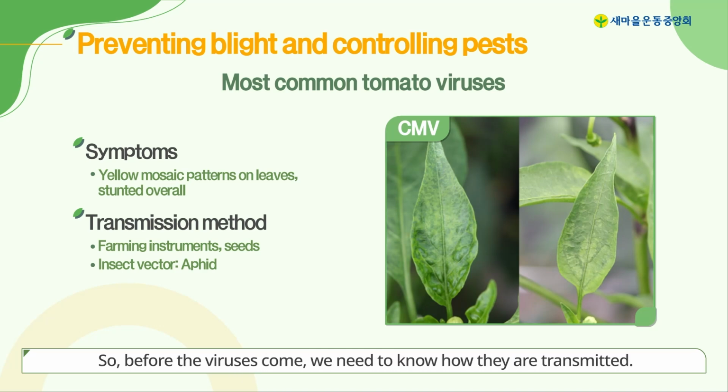So, before the viruses come, we need to know how they are transmitted. If aphids are virus carriers, we should stop the aphids. If mulberry thrips are culprits in transmitting the virus, it is important to prevent such pests. Cutting off infected plant bodies immediately is the best way to prevent the spread of the virus.